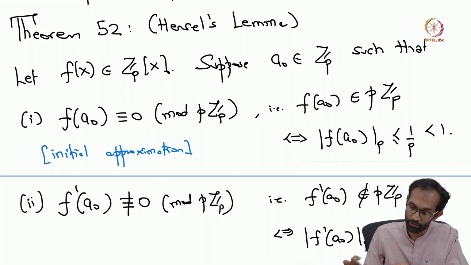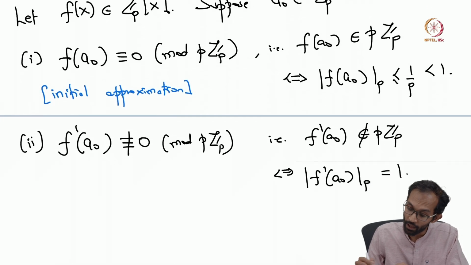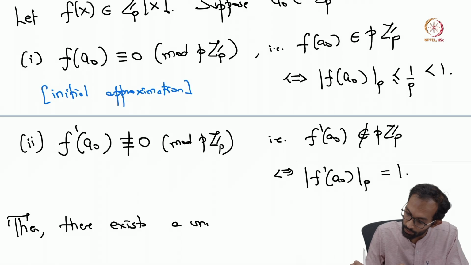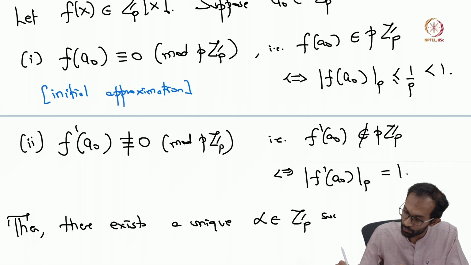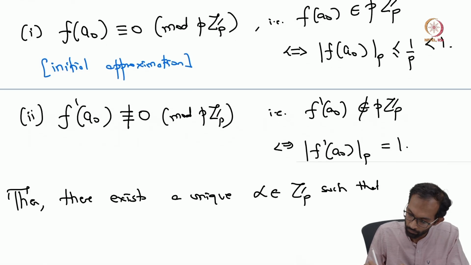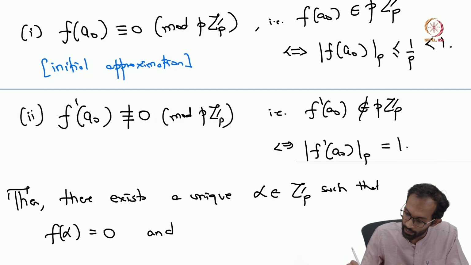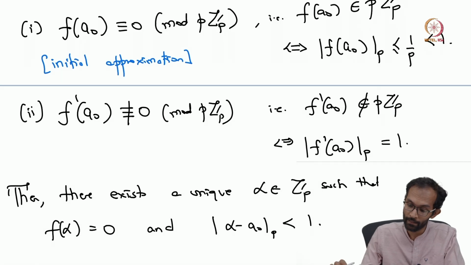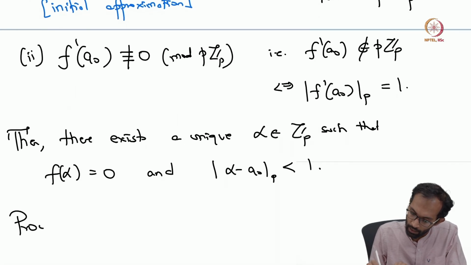So suppose you're given these initial conditions, then you can find a root of this polynomial that's unique. So you have a unique alpha in Zp that's a root of f, and it's related to this initial choice a naught in the sense that alpha minus a naught in p-adic absolute value is strictly less than 1. So this is Hensel's lemma, and let's try to prove this.